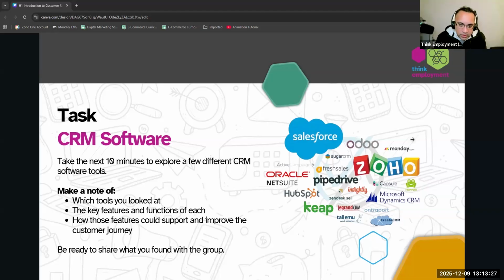But there are quite a few examples there. Once you've found your CRM that you want to focus on and learn about, say it's Monday.com or Zoho, you learn about it, the key features, just bullet point them and share it in the group. And then we'll have a conversation about what you found. So you've got 10 minutes to do this. I'll put myself on mute and go silent while you do that, and I'll keep an eye on the chat.